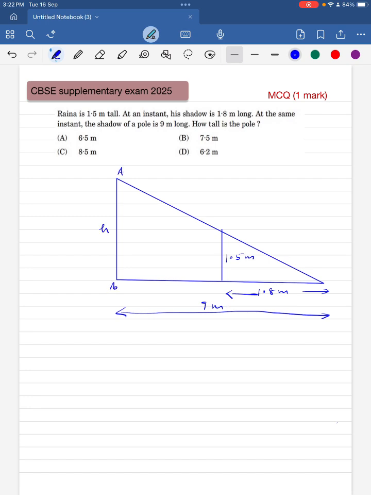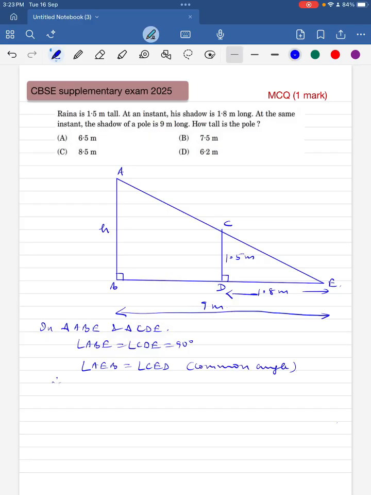Okay, let me mark the triangles as A, B, C, D, and E. Now in triangle ABE and triangle CDE, I know that angle ABE is equal to angle CDE is equal to 90 degrees. Now, why is it 90 degrees? Because both these objects are standing erect. Now we also know that angle AEB is equal to angle CED because it's a common angle. Now, because of AA similarity, the triangle ABE becomes similar to triangle CDE by the AA similarity rule.